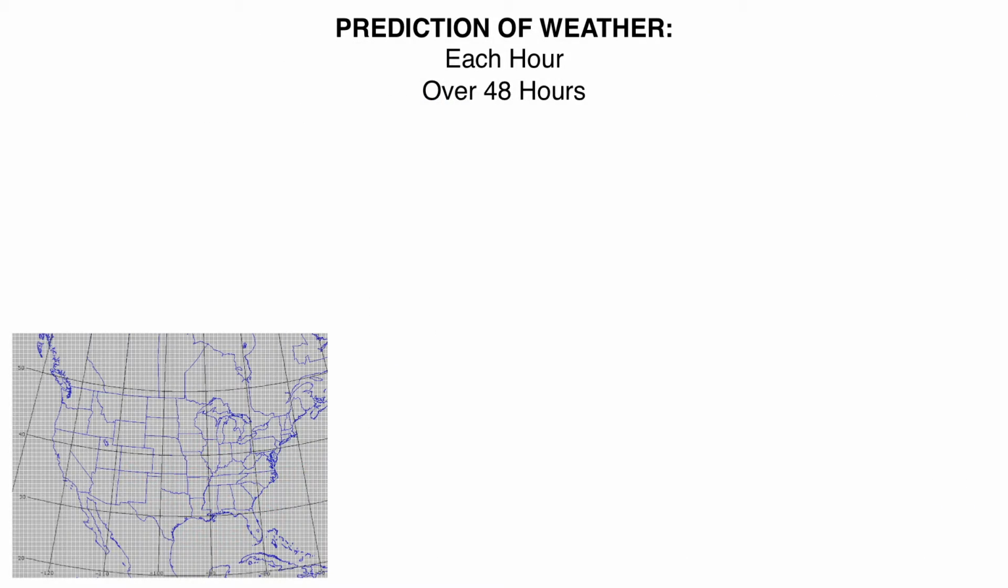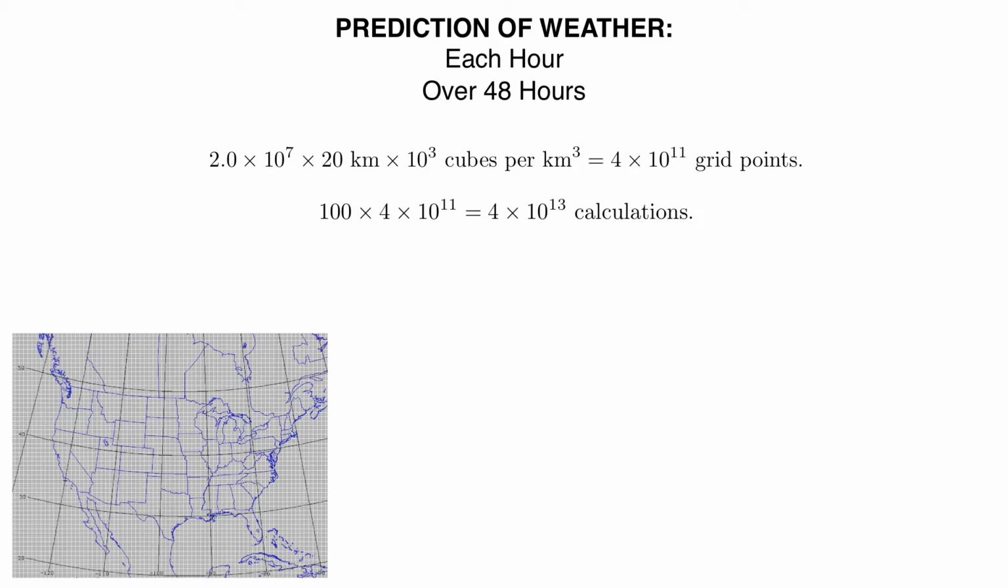The area of the United States and Canada is about 20 million square kilometers, and for the prescribed height, we need about 40 billion grid points. If it takes 100 calculations to determine the weather at a typical grid point, then, in order to predict the weather 1 hour from now, we will need about 40 trillion calculations. Except we want to do this each hour for the next 48 hours, making the total about 2 quadrillion calculations.